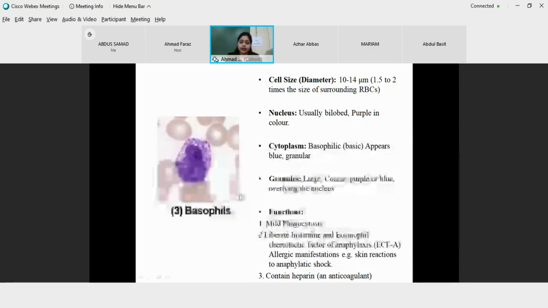The function is again mild phagocytosis, and the two most important functions which you have to remember are: basophils contain heparin. Heparin is an anticoagulant, and it also liberates histamine and ECFA. What is ECFA? Eosinophil chemotactic factor of anaphylaxis in allergic manifestations. Example, skin reactions to anaphylactic shock.